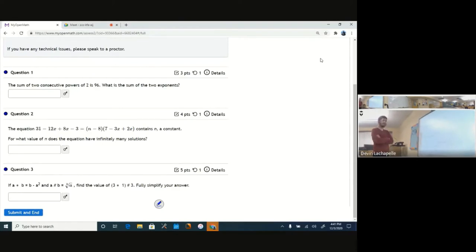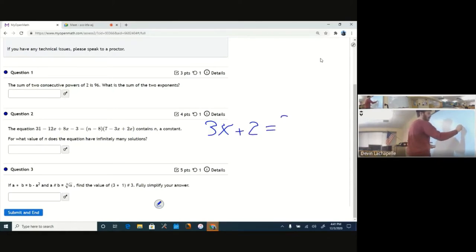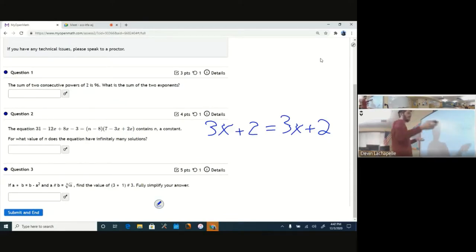Okay, well, infinitely many solutions happen when one side of our equation is the exact same as the other. So when we're solving an equation, if we were to get down to something like 3x plus 2 equals 3x plus 2, no matter what value I put in for x, it's always going to be the same, right? If I put in 2, I'd get 6 plus 2 on the left and 6 plus 2 on the right, 8 equals 8. If I put in 5, I'd get 15 plus 2 is 17 on both sides. 17 equals 17. So all we're trying to do here is figure out what number I put in right here that would make both sides exactly the same.